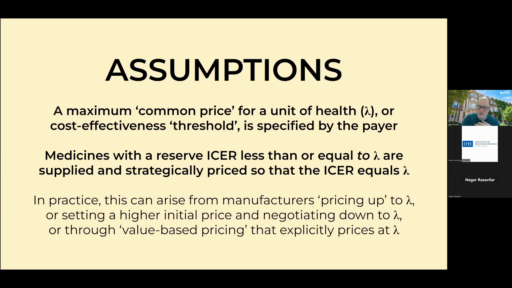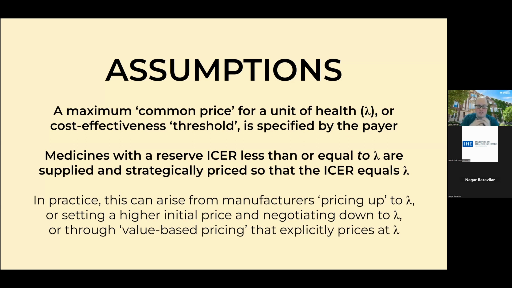Another one, which I think we see in Canada, is setting a higher initial price and then negotiating down to lambda. So you often see CADTH doing an economic analysis, finding that the ICER is higher than 50,000. CADTH will say there needs to be an X% price reduction in order for it to be cost effective, and then the pCPA can negotiate a reduction in that price. So it could be that you have a high initial price and it's negotiated down to whatever that common price, that cost effectiveness threshold is.